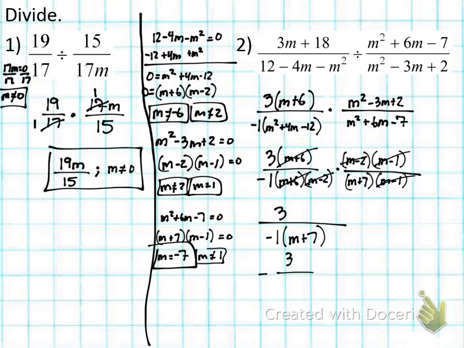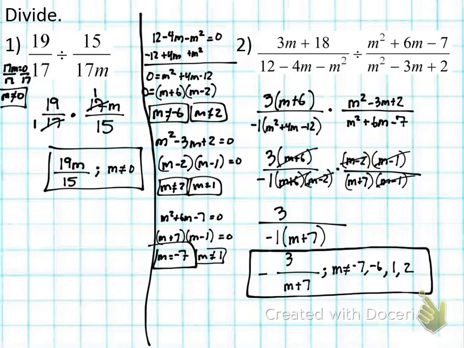-3 over 1, right? And then 1 times m plus 7 is m plus 7. Okay, that's your final answer there. Are we done yet? No. Nope, semicolon. You write all of your excluded values from least to greatest. That's it. Okay? Questions on numbers 1 or 2?